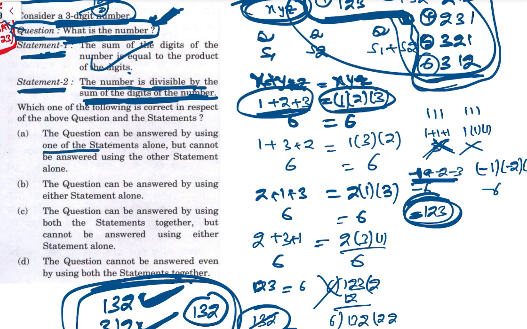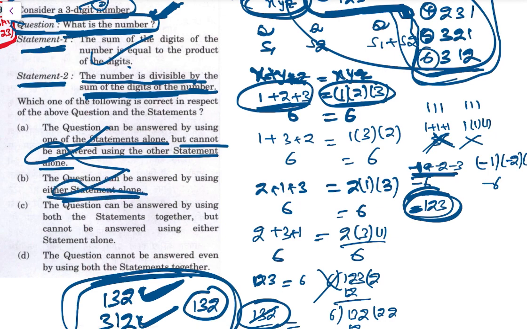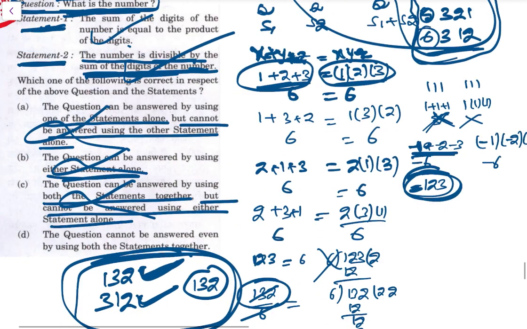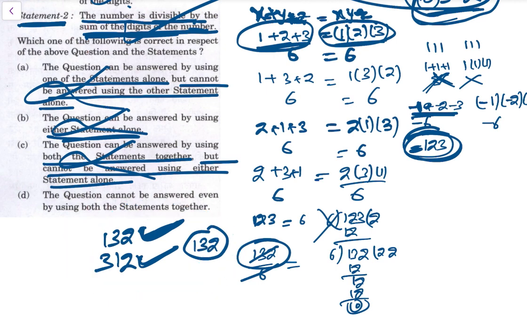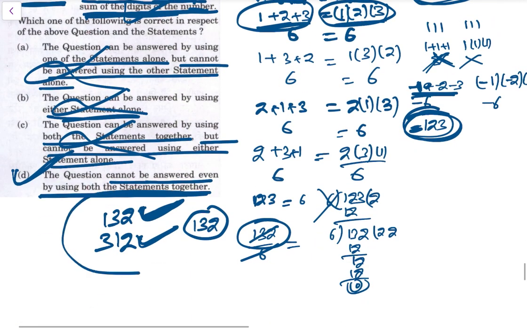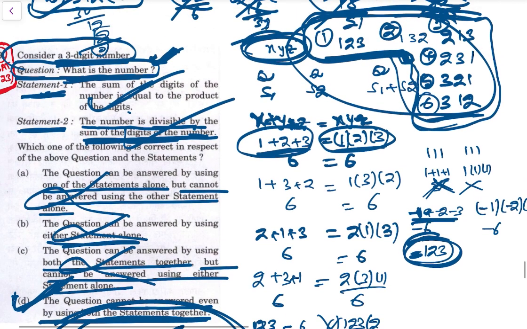The question can be answered by using one statement alone, but cannot be answered using the other statement alone. No. By using both statements, the question can be answered using either statement alone. No. The question can be answered using both statements together. No. Even by using both statements together we are getting two numbers. The question cannot be answered even by using both statements together. Yes. Even by using both statements together we are getting two possible numbers, that is 132 and 312. So option D is the answer. Option D is the answer, right?